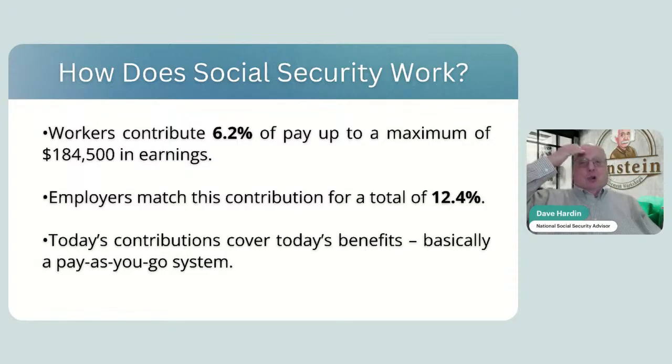All right, how does Social Security work? You put in or contribute 6.2% of your pay up to a maximum this year of $184,500. That increases every year. It's scheduled to increase every year, and I don't know, it's in the 2050s that it hits $1 million or something like that. And it's gone up. In 2014, that was like $114,000. So it's gone up considerably just in the last 10, 11 years.